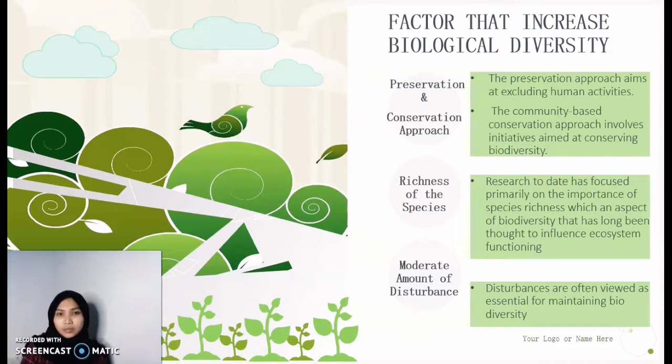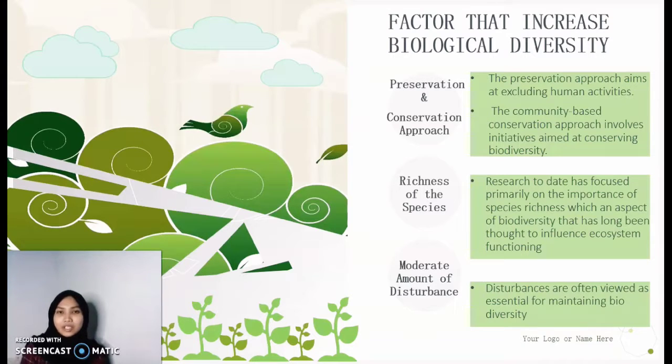The preservation approach was the most dominant approach until the 1980s, but in some national parks, it has now been substituted by the second approach called the community-based conservation approach that allows people to benefit socially or economically from the parks.